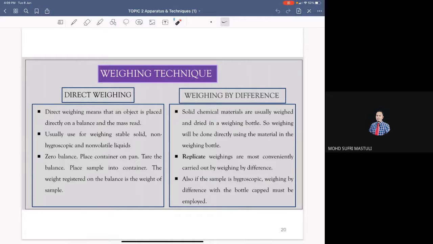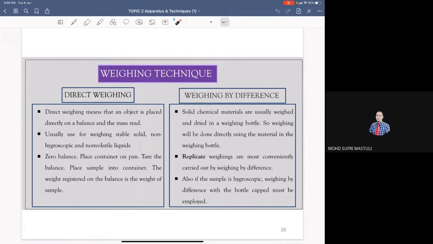So this is similar to what I told you before on the previous slide. As you can see on the direct weighing, direct weighing means that the object is placed directly on the balance mass plate. Usually we use it for stable solid or stable samples, non-hygroscopic or non-volatile liquid.